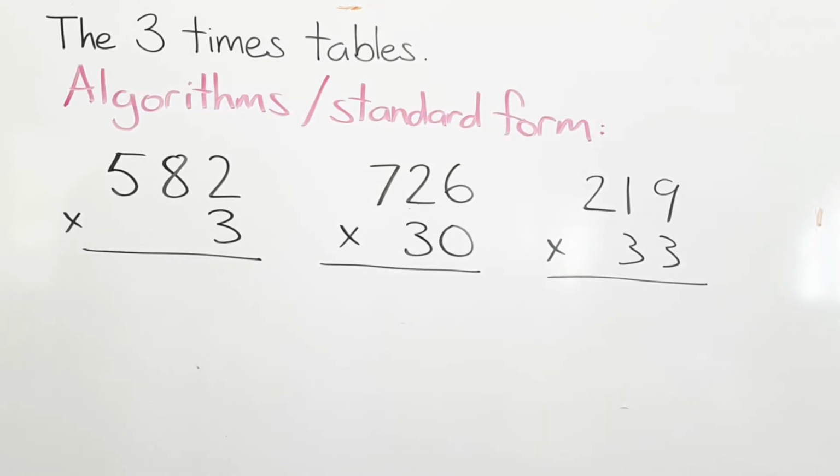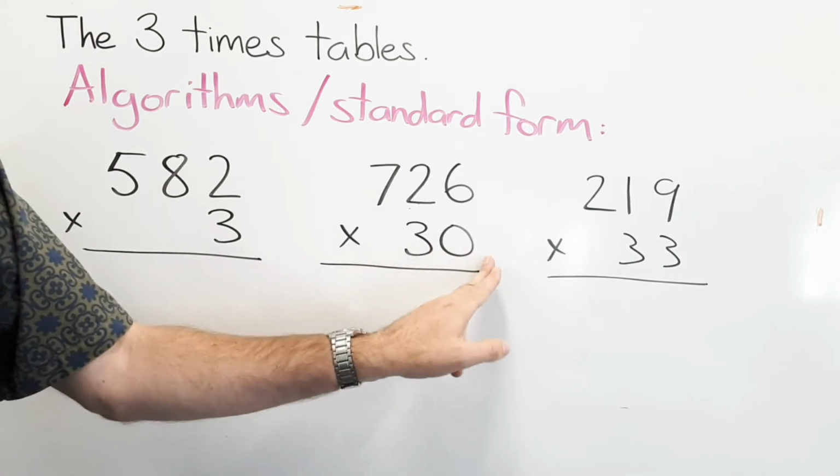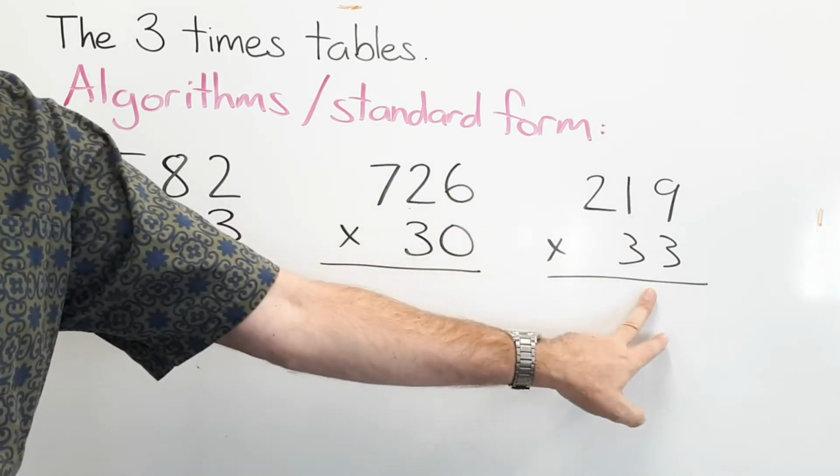Okay, what happens if we've got bigger numbers? We might have bigger numbers at the top that we're trying to multiply by, or even ones here where we're multiplying by 30, or even ones by 33.